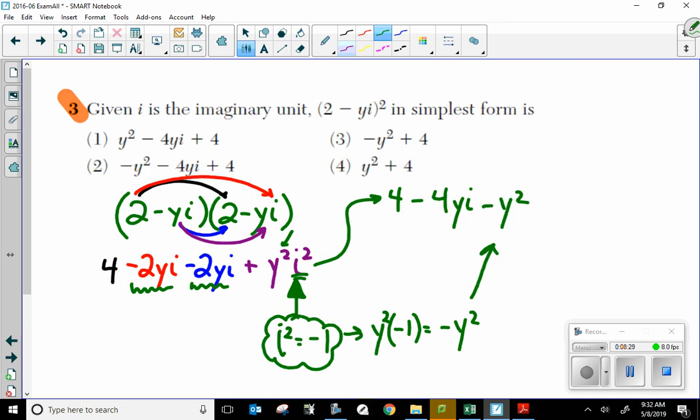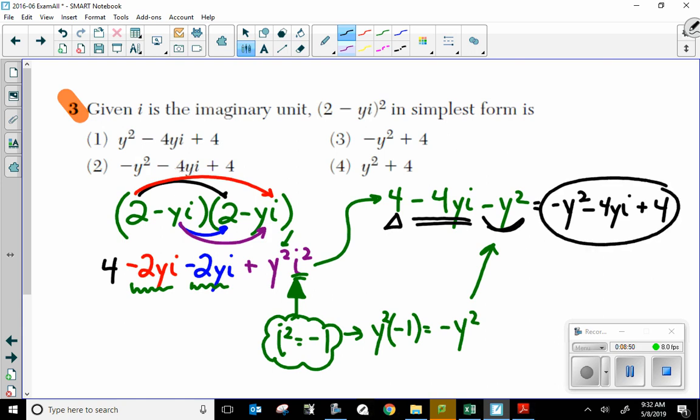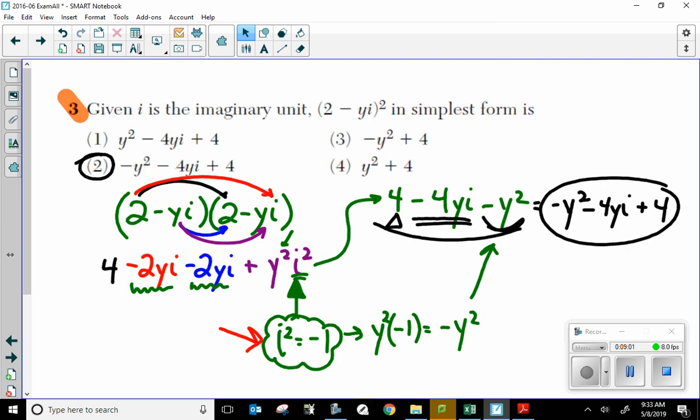There you go. Now, I look at my answers, and I really don't see anything written like that. They wrote it in standard form, meaning they put the biggest term first, negative y squared. They put y to the first power next, minus 4yi. And then last but not least, my positive 4. This is the same thing as what I have right here. And that, my friends, is choice 2. The big thing to remember, again, i squared is negative 1.